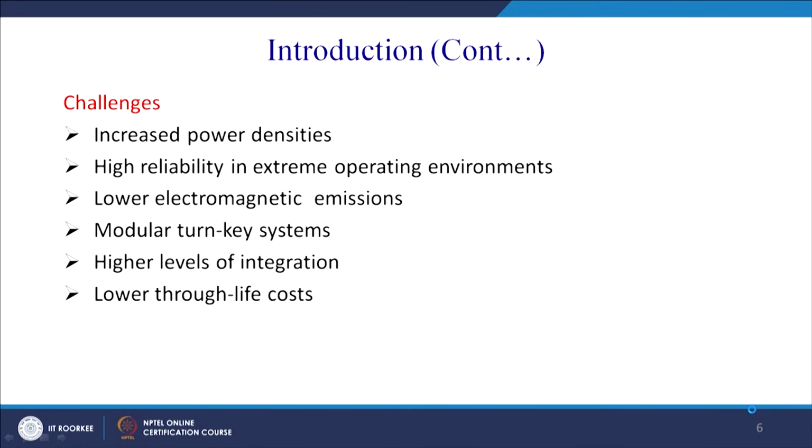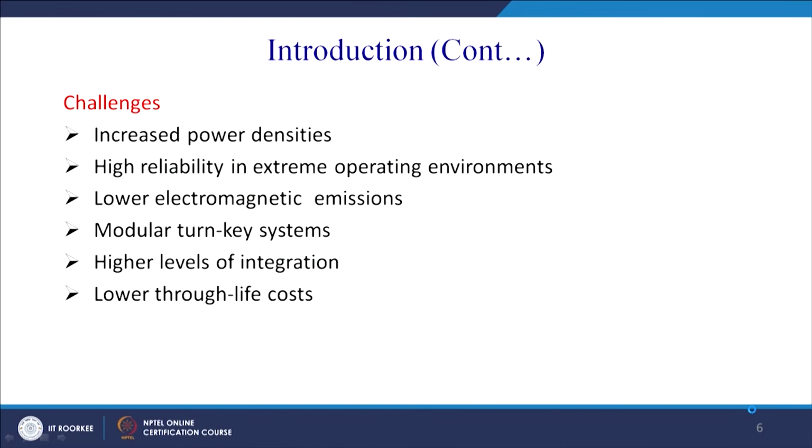Thereafter, lower magnetic emissions is one of the challenges nowadays. We have EMI and EMC problems, that is, electromagnetic interference and electromagnetic compatibility. We find a lot of applications of electromagnetism, and that generates a considerable amount of electromagnetic noise that needs to be suppressed, because otherwise it will interfere with communication, and it is also hazardous for human beings and life.